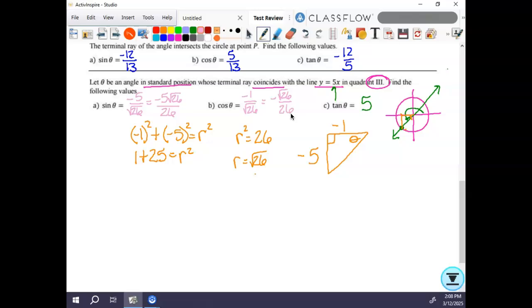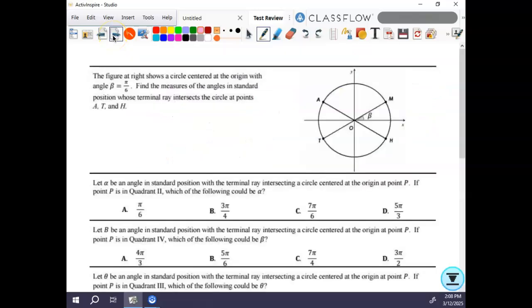So this next part, and actually some of these things are going to seem almost too easy, but that's because we started the unit circle before we really got into this, so you know it a little bit better than if I had just started when we did unit 3. But it says the figure at the right shows a circle centered at the origin with beta being pi/6. So this angle is pi/6. So then it says find the measures of the angles in standard position whose terminal rays intersect at the other one. So basically my other pi/6 angles.